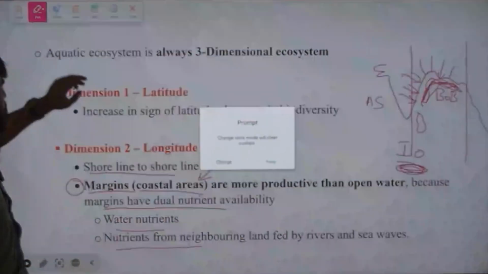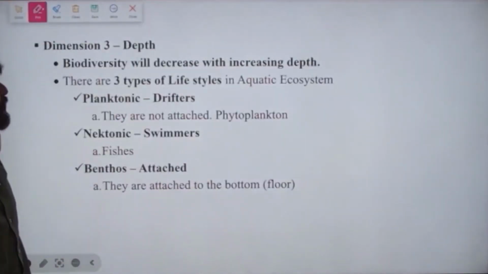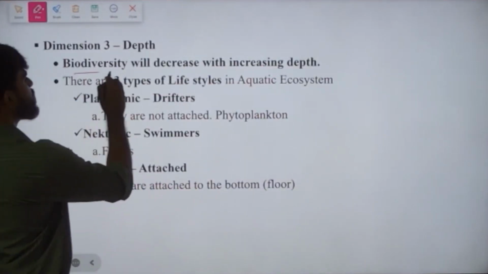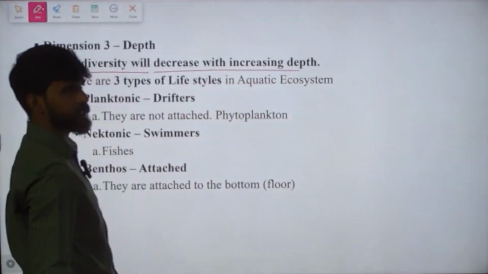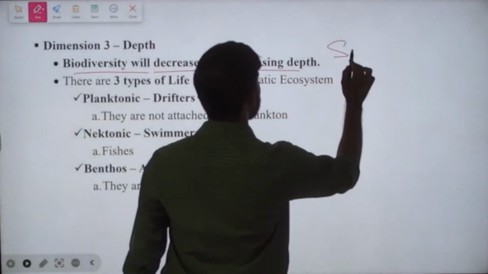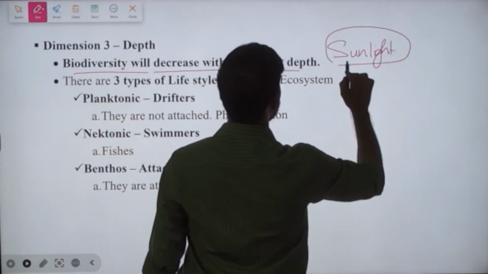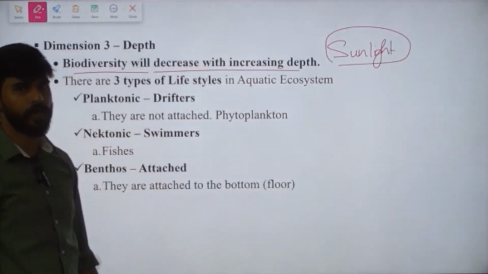Okay, next, the next dimension is the depth. Here biodiversity will decrease with increasing depth. Why? What is the reason? That is because of sunlight penetration. Okay, for primary production to happen, sunlight availability is very important.